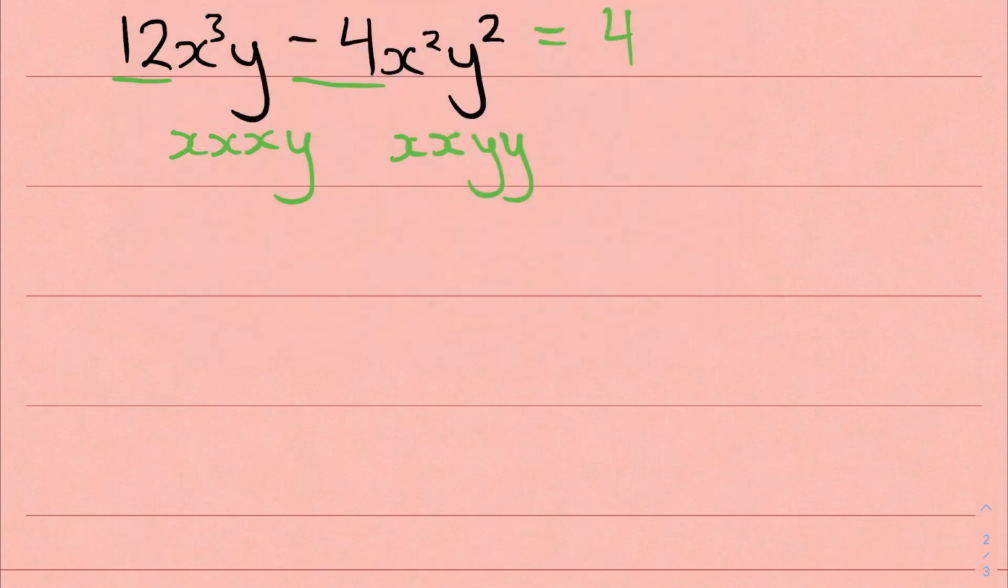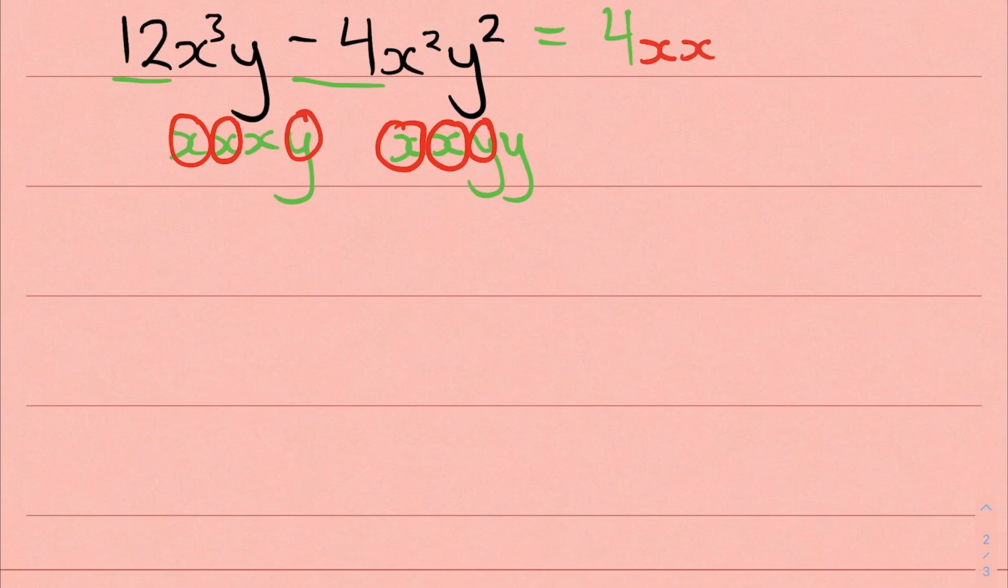So when we're looking to see what we can pull out, there are at least 2 x's in both of them, and there is at least 1 y in both of them. So when we write that out the front as our common factor, we're going to write 4xxy. And in algebra, the way that we would write that rather than 4xxy is just to write 4x squared y. And so x squared means the same as xx.